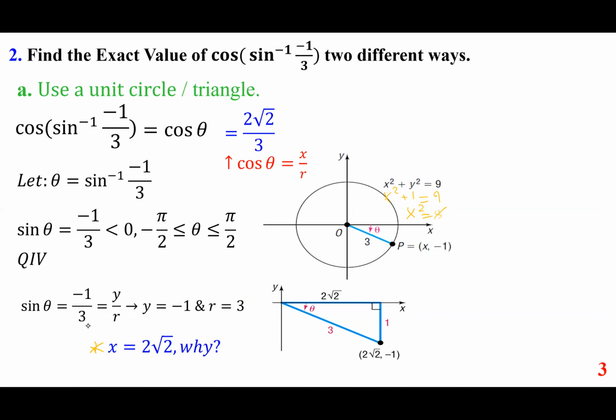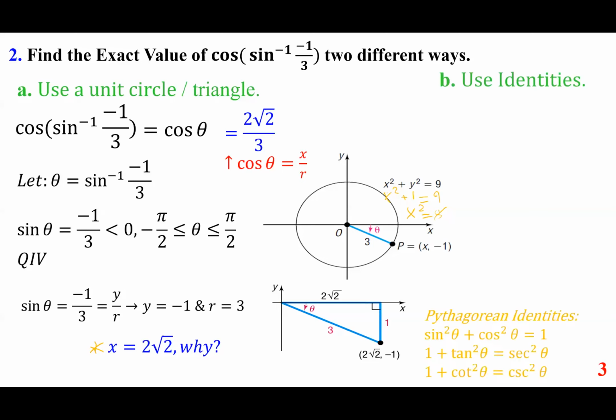However, we can use the identities, and we remember the Pythagorean identities. Sine squared plus cosine squared is 1. 1 plus tan squared is secant squared. 1 plus cotangent squared is cosecant squared. So if we use the first one, that gives us cosine is plus minus the square root of 1 minus sine squared, where sine is given as negative 1/3. And by the way, we always use plus minus, and then based on the quadrant, we figure out whether we want positive or negative. In quadrant 4, cosine is positive, therefore we're going to use the plus.